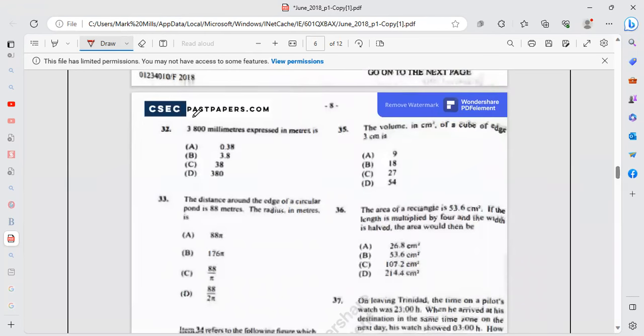32. 3,800 milliliters expressed in meters is... how do I get this answer? B as in boy. So it's 3,800. So this one divided by 1,000. So you get 3.8, yeah.